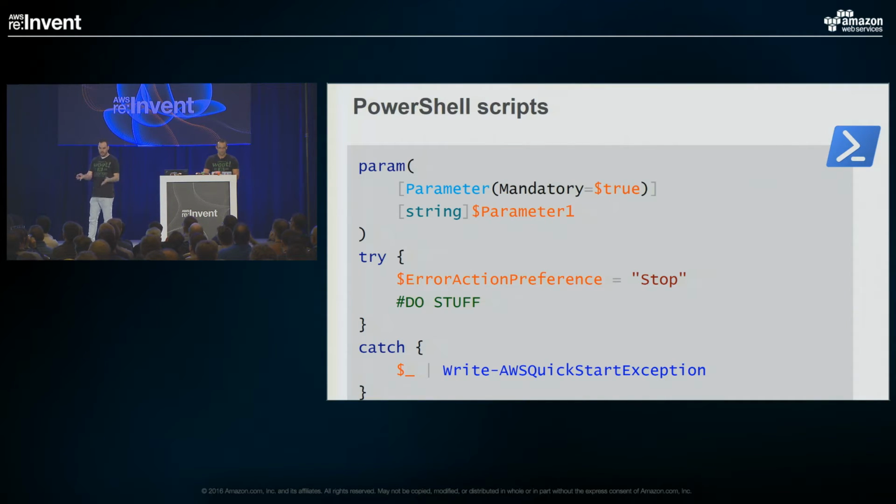If there's any issue that comes up, we catch it in the catch block, and then we pass it to one of the commandlets that we created in the module that I showed earlier, where we do a few things like signaling CloudFormation with the error, and then we also write a Windows event on this as well.